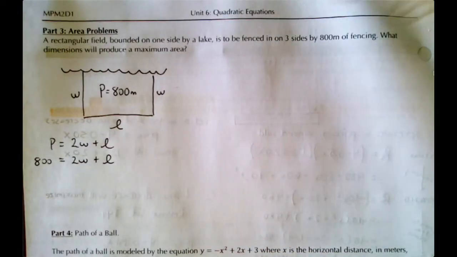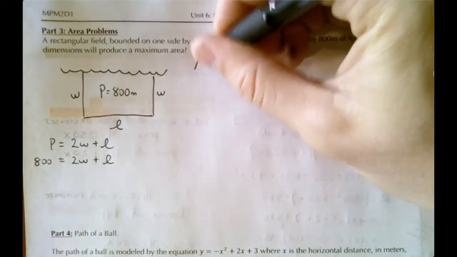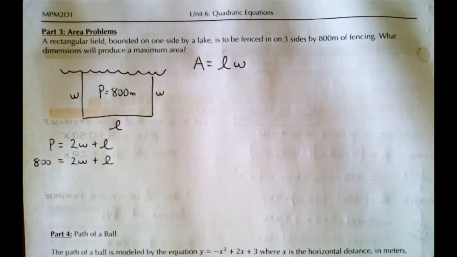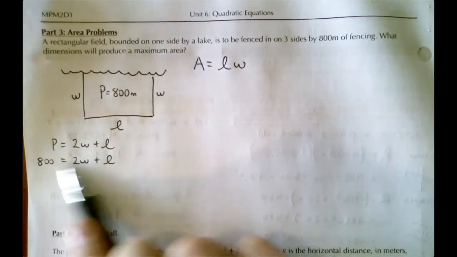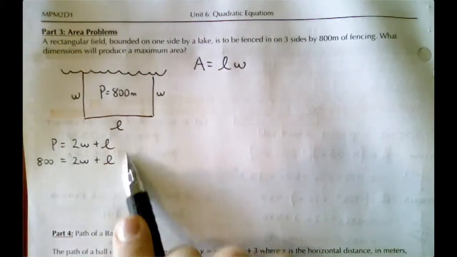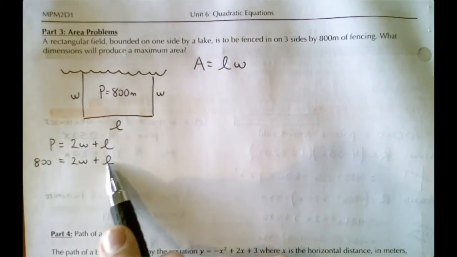But what we want to do is maximize area. Well, how do we do that? We have to write an area equation. Area of a rectangle is just length times width. But now we have the same problem that we had in the number example. We have 2 different letters. So we have to use our other piece of information to eliminate one of those letters. We can do that because we can isolate one of these equations for either W or L. Let's try L.